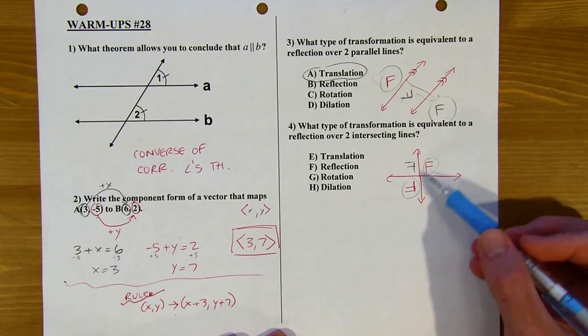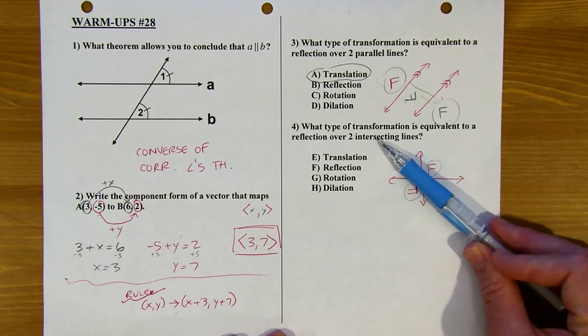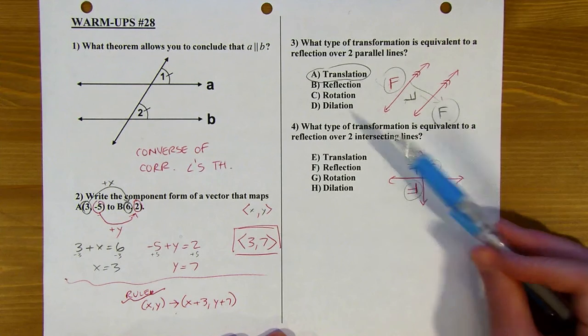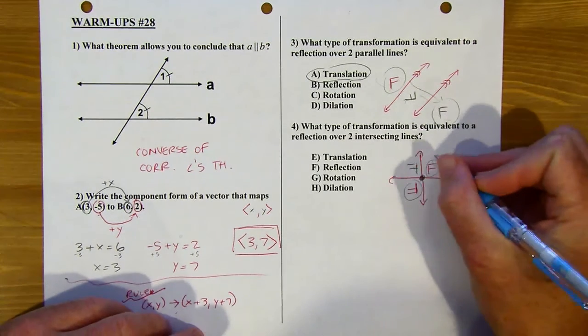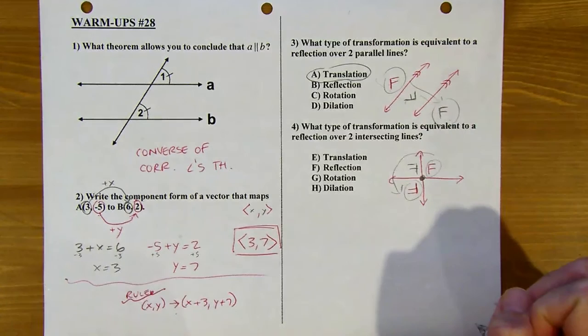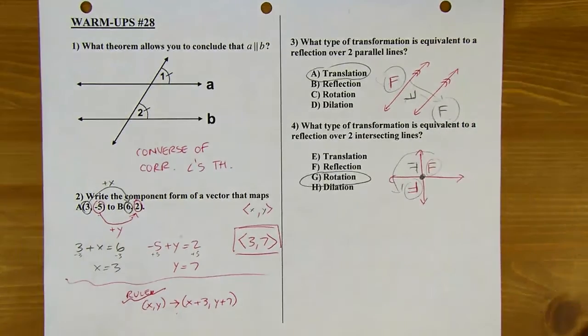You can reflect it over just a single line and have it look like that. It wouldn't work out like that actually, but it will work if you rotate around the center and kind of twist it around upside down like that. Okay, so this one's going to be a rotation. That's what happens when you reflect over two intersecting lines.